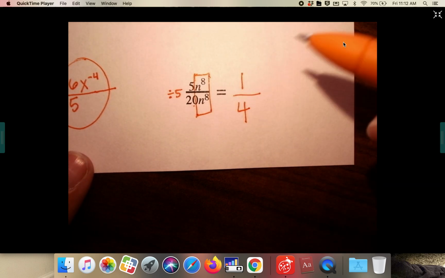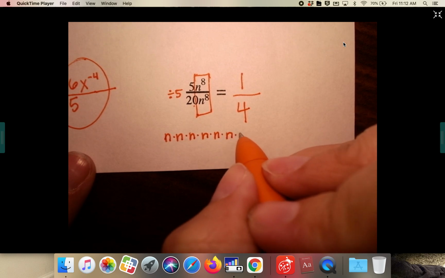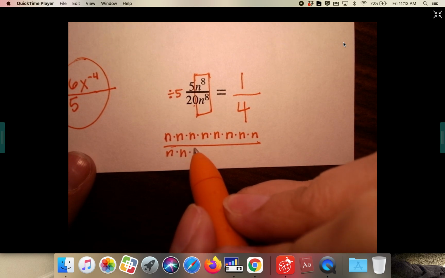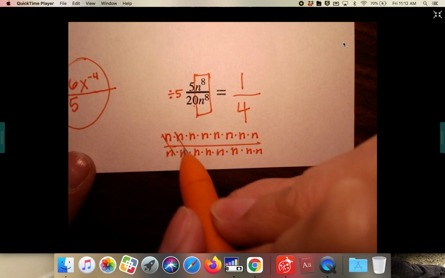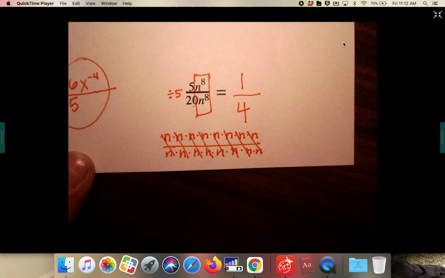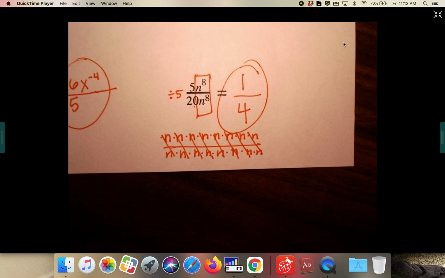If I expanded this and had 8 n's over another 8 n's, they would each end up canceling out. So that would leave no n's. So we don't even need any n's. 8 minus 8 is 0, which means they're gone. So all you have is 1/4.